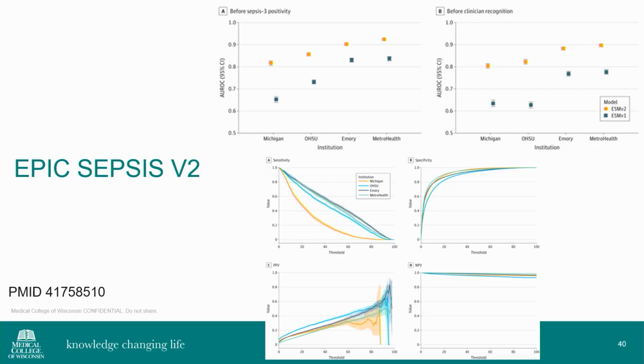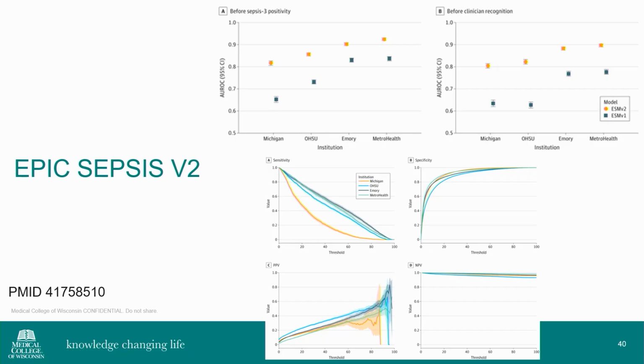If we look at before clinical recognition, so before the doc said, this is a sepsis patient, we see major improvements in Epic Sepsis 2 versus Epic Sepsis 1. Again, at Michigan, we see a fairly broad separation between the performance of the two algorithms, but it's still about 80% performance. Emory and Metro Health tended to have a bit higher overall levels of performance, about 90% recognition of sepsis.